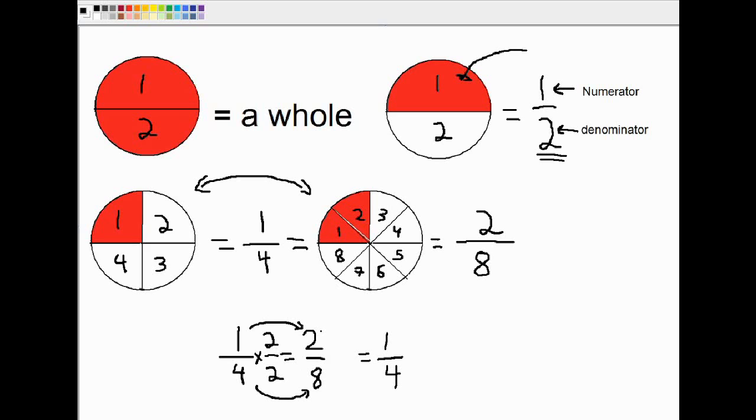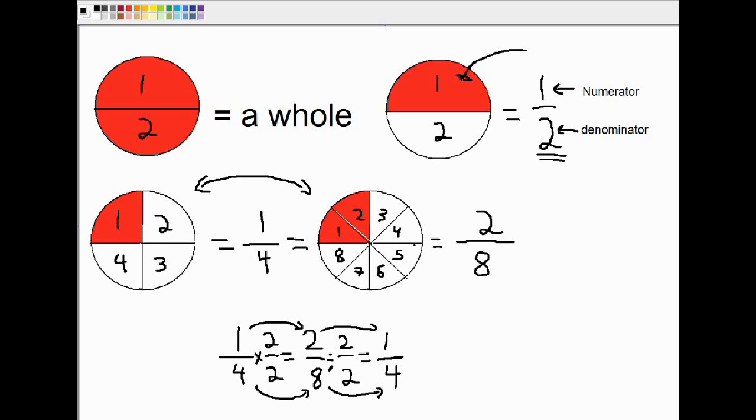So you have to ask yourself, well, mathematically, how do we change 2 to 1 and 8 to 4? And in this case, we're actually dividing both of those values by 2. So we're dividing the numerator by 2. 2 divided by 2 equals 1. And we're dividing the denominator by 2. 8 divided by 2 equals 4.